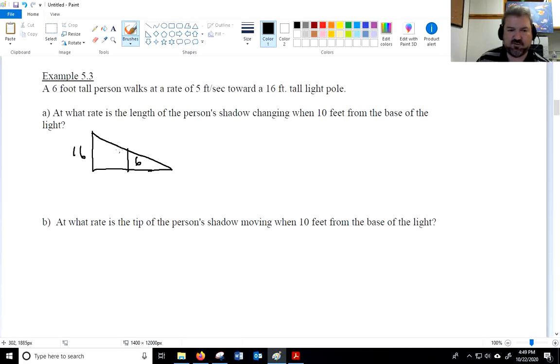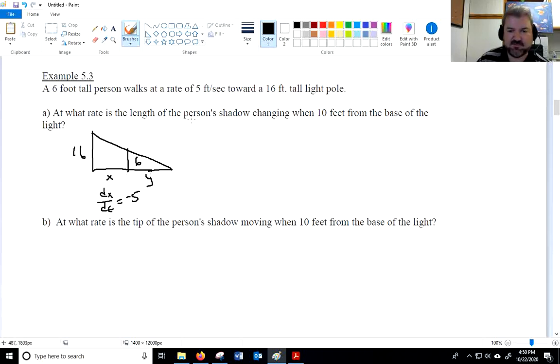And we would know that the person is walking at a rate of 5 feet per second toward the light pole. So if I call this x, then I know that dx/dt is actually equal to negative 5, right? And maybe I could call this y.